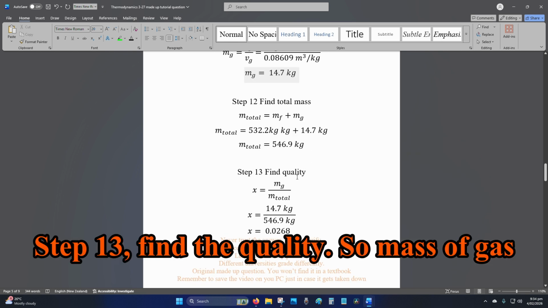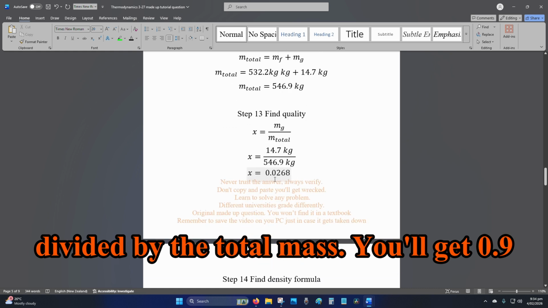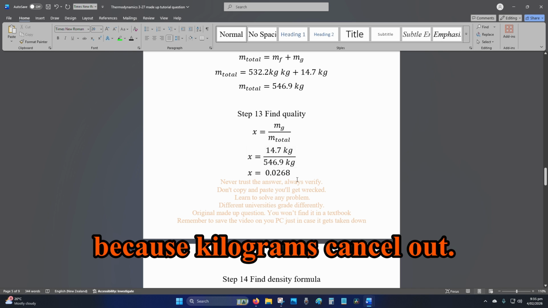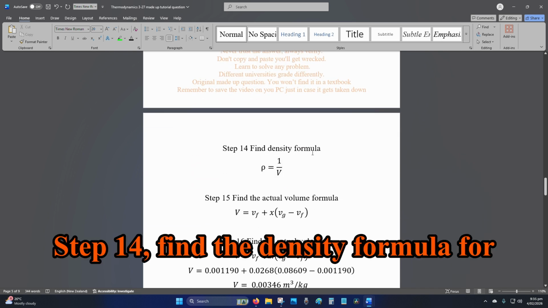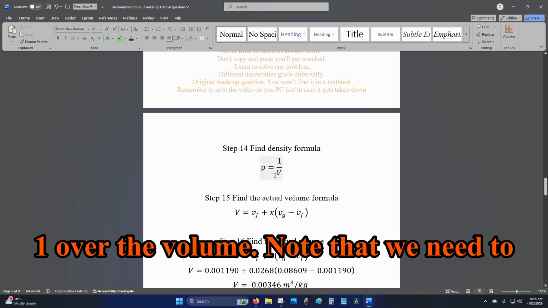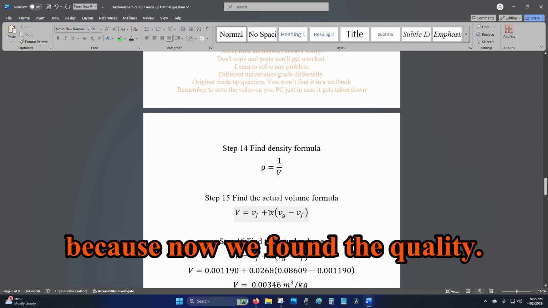Step 13, find the quality. So mass of gas divided by the total mass, you'll get 0.0268. It is unitless because kilograms cancel out. Step 14, find the density formula for part C. So rho is the symbol which represents density. It is 1 over the volume. Note that we need to calculate the volume because now we found the quality.